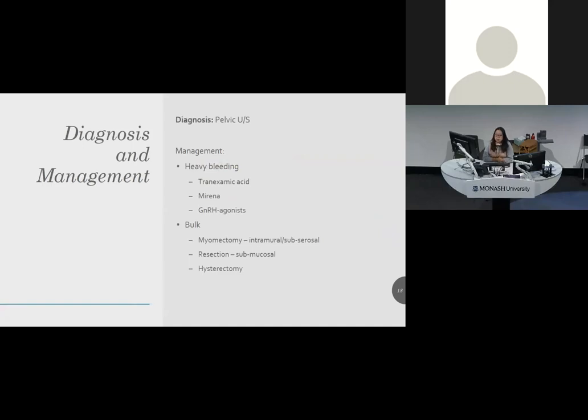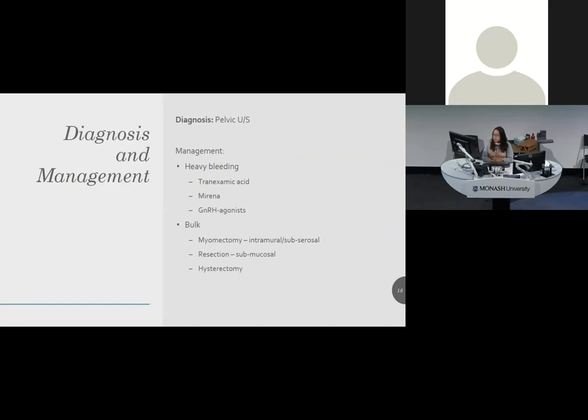So diagnosis can be done by a pelvic ultrasound. They're very good at seeing these kind of masses. And management, basically, if they don't want surgery, you can treat the heavy bleeding by giving them tranexamic acid, Mirena, or again, the Zoladex. But I guess main management will be a surgery to remove the fibroid.